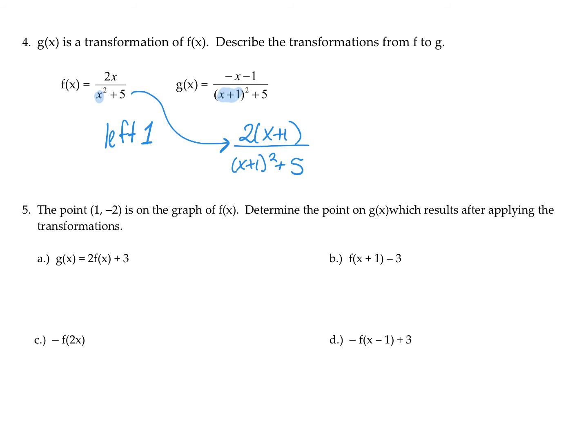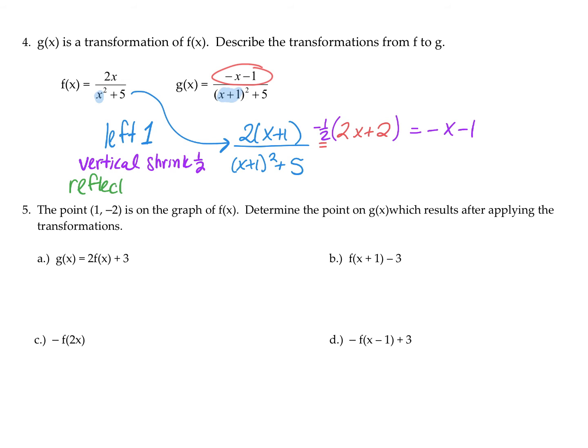And I simplified it and somehow got to this. So first I would get 2x plus 2, and I want it to be negative x minus 1. So it looks like I would have to multiply this by a negative 1/2 in order to become negative x minus 1. So not only do I have left 1, but I had to multiply it by 1/2, so that is a vertical, well in this case a shrink of 1/2. And since I multiplied it by negative 1/2, that means I also have a reflection over the x-axis.